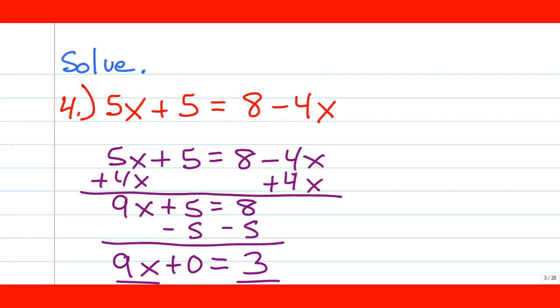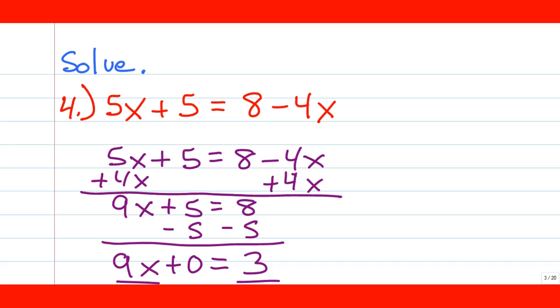Elementary Algebra, Assessment 4, Review, Questions 4 through 7. In question number 4, we're given the instructions to solve. So question number 4, we have 5x + 5 = 8 - 4x.